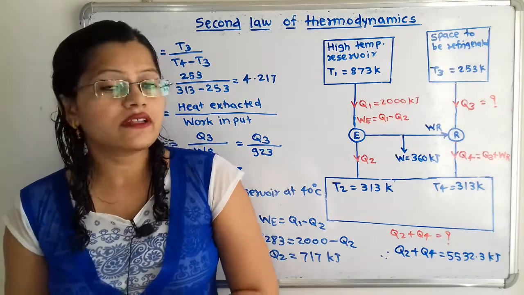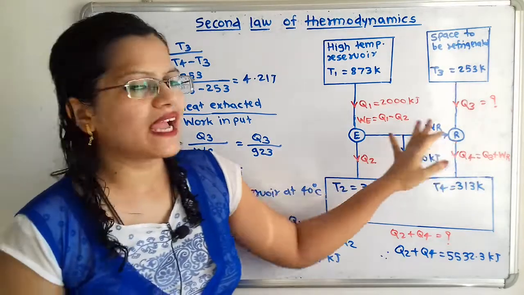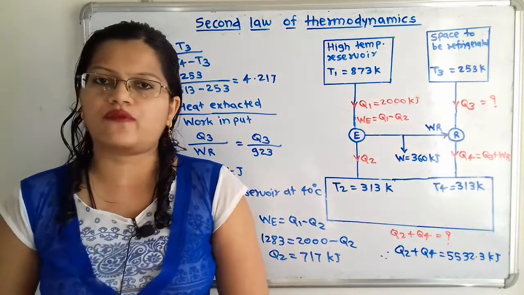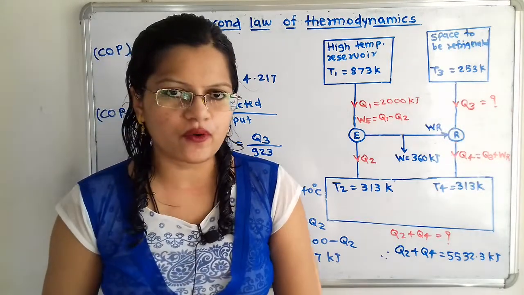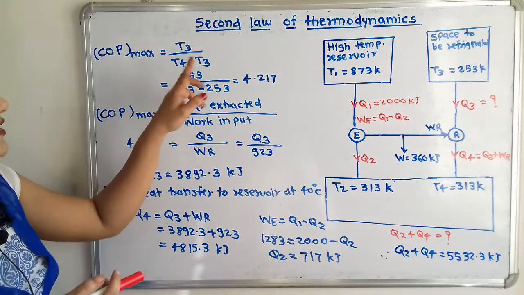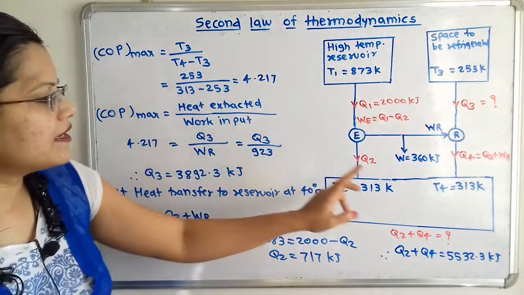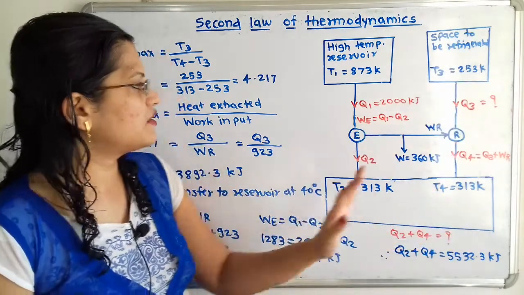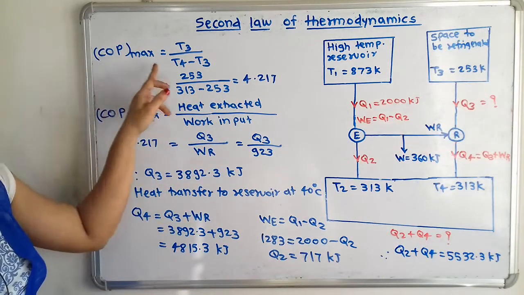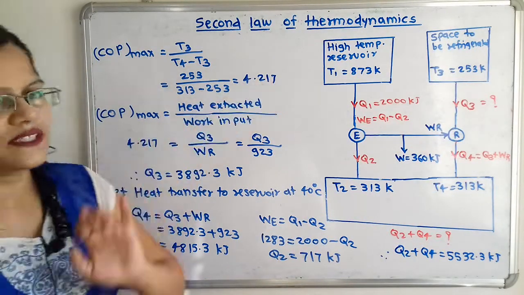Now we will move to the refrigerator. Here we have to calculate the coefficient of performance. What is the formula for the maximum coefficient of performance for this refrigerator? That is T3 divided by T4 minus T3. We will put the values because T3 and T4 are known. So here COP max is 4.217.